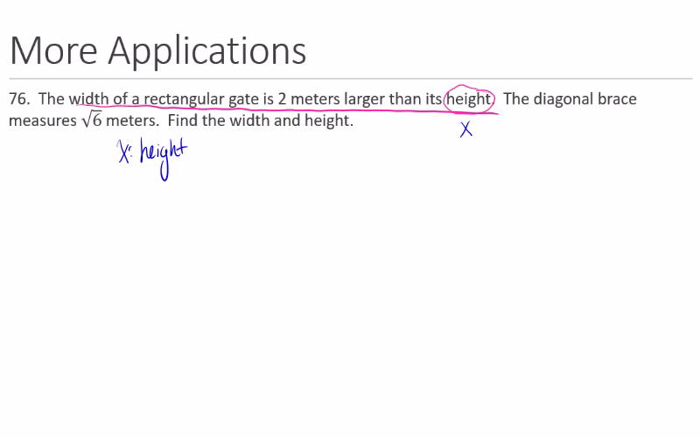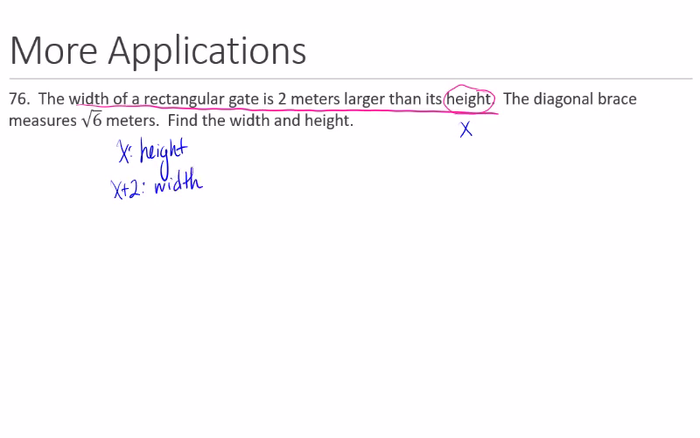All right, and then we can make the width. Let me go back. Since it says the width is 2 meters larger than, that means x plus 2 will be the width.